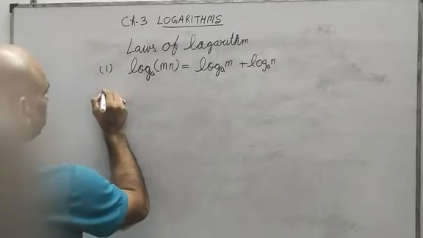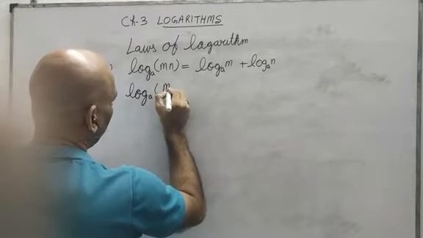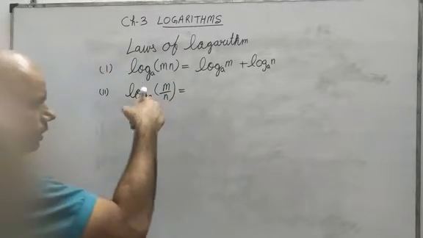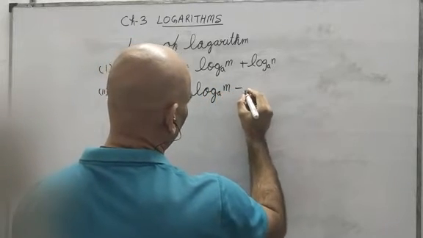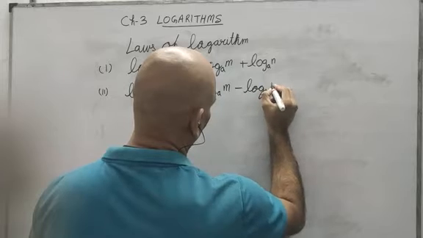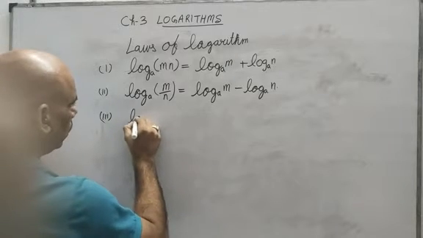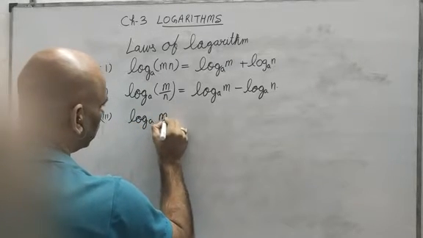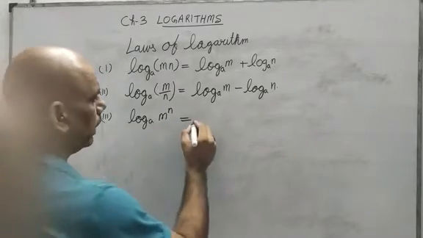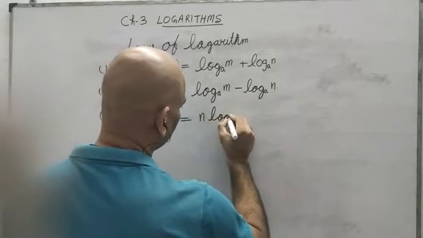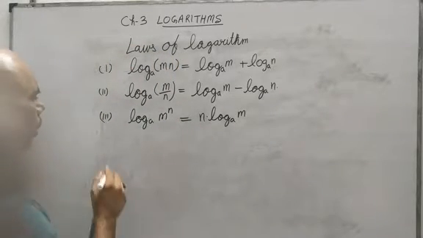Then second, log base A of m upon n. Whenever things are in division, they will go in subtraction: log m minus log n. What is the third law? The third law says that log A of m to the power n will be written as n log m. n will go in multiplication, so it will be n log m.